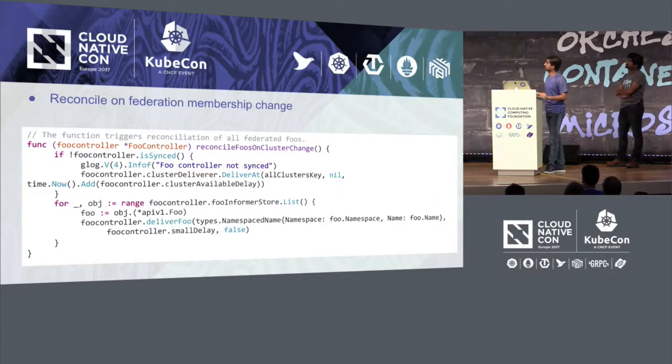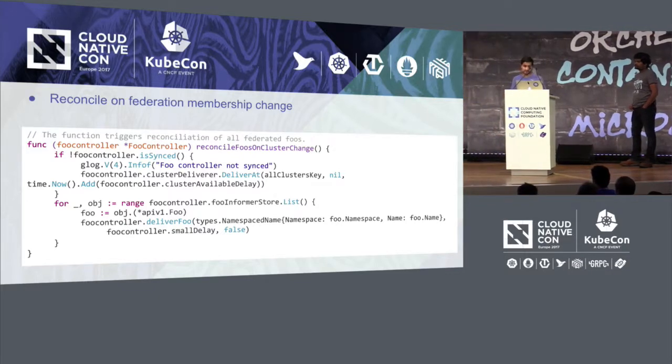The implementation for the reconcilers is really simple. This is the reconcile foos on cluster change. We only define what to do when a cluster becomes available, so this handler only takes care of the cluster becoming available case. If you look at the last few lines of code, which is important, the first one is just the error handling part. This is the important part. Whenever a new cluster becomes available, you take all the objects you have in federation and copy them to the new cluster. So you basically do a list and copy. That's it. Deliver does the copy to the underlying clusters.